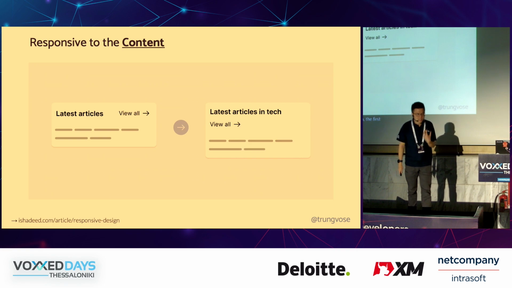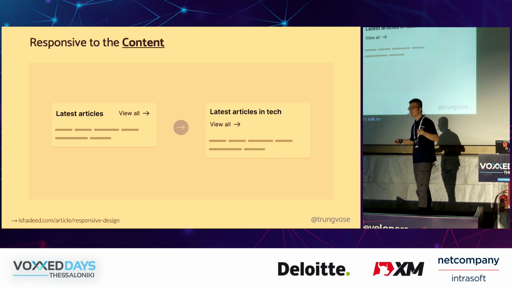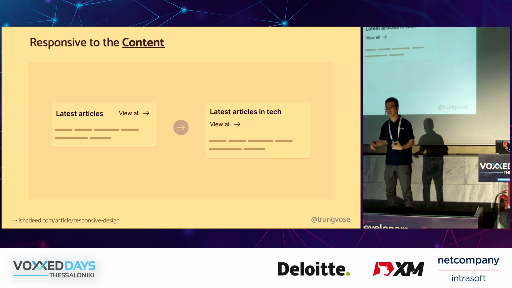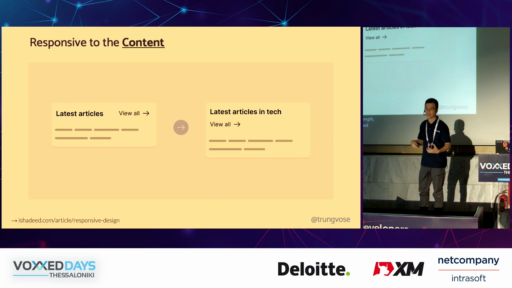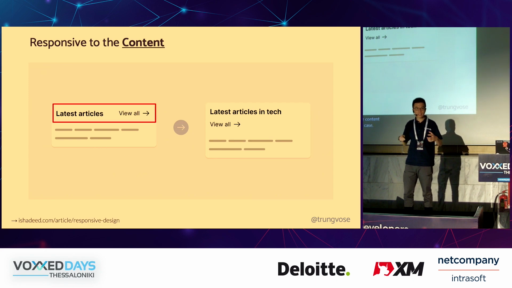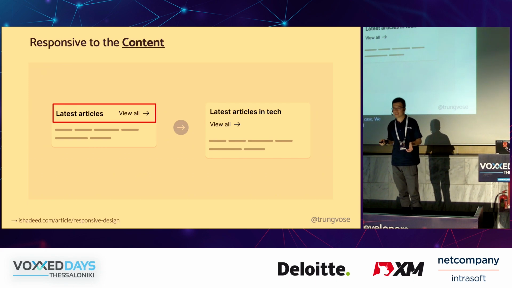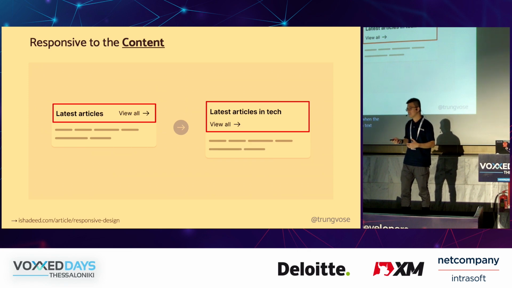Essentially, responsive to the content is just writing code so that it accommodates different content lengths. It doesn't overflow or break when the content is longer, for example. In this case, when the text is "latest article", it looks really nice. But when the text is "latest article in text", it still looks nice, just the link is going to wrap into a new line. So that is all about responsive to the content.